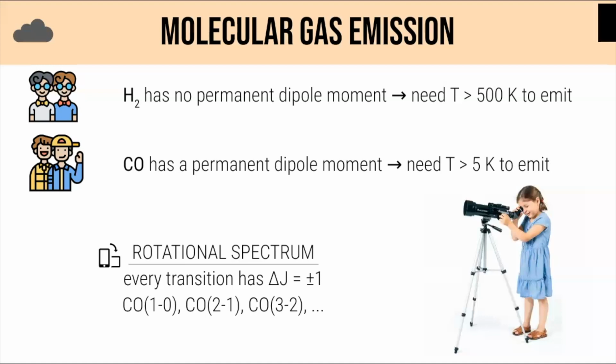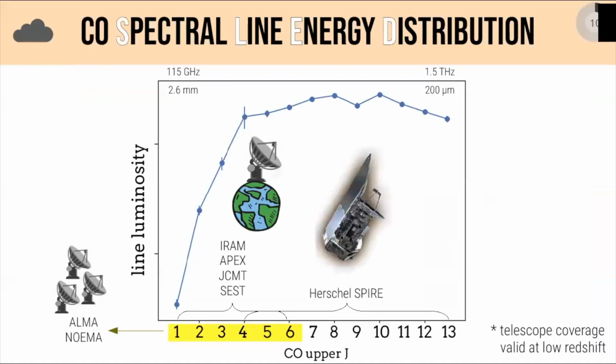The allowed transitions of the rotational spectrum are the ones with delta J equal 1, where J is the quantum rotational number. So the transitions are called CO 1-0, CO 2-1, CO 3-2, etc. When we put them together, we can study the CO spectral line energy distribution, or CO SLED. Here I plot the first 13 lines, which are the ones that are mostly studied. They go from 2.6 millimeters to 200 microns in wavelength.